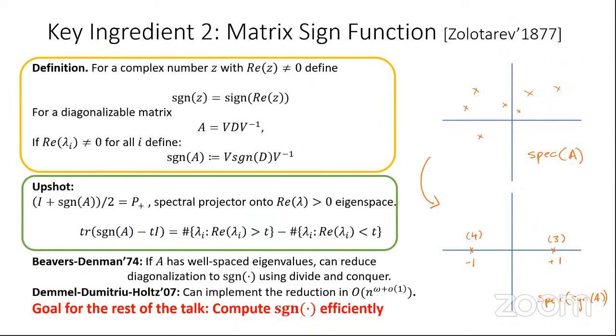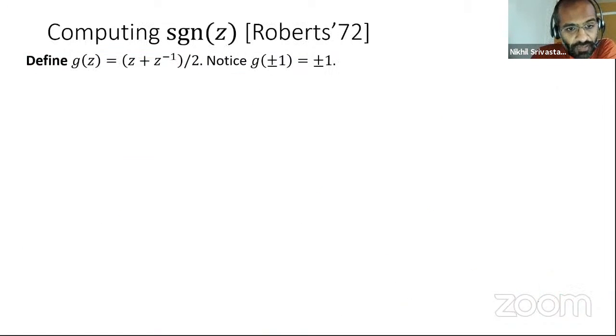Okay, let's continue then. So the rest of the talk is how to compute the sine function of a matrix. So how do you compute the sine function of a number? This is something taken from a paper of Roberts from 1972. Consider the meromorphic function g(z) = (z + z^{-1})/2. And notice that this function has fixed points at +1 and -1 in the complex plane.